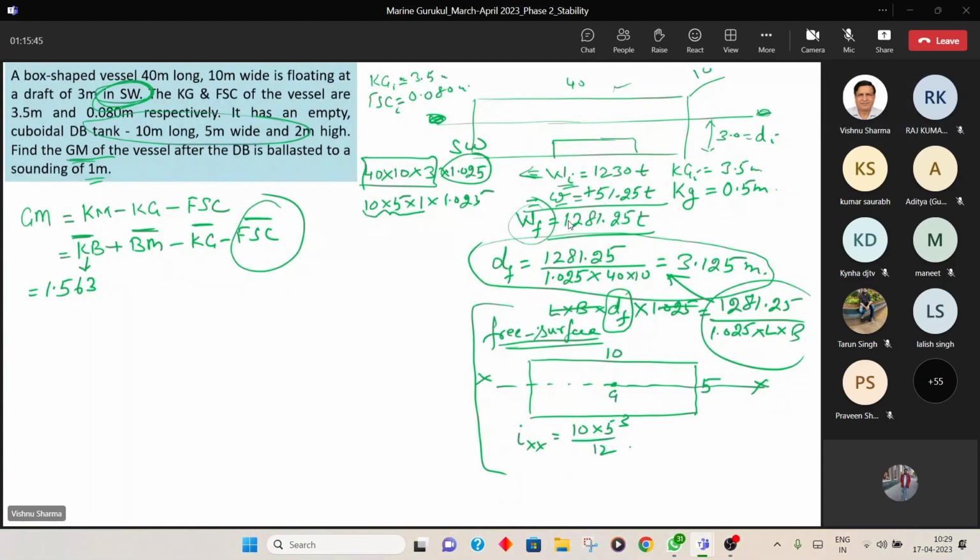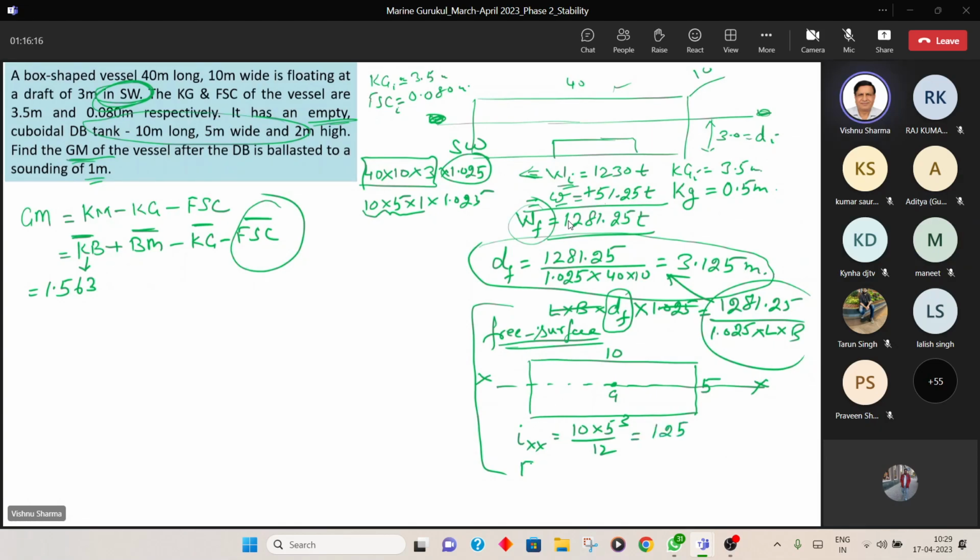Now, this tank was earlier empty. So was it contributing to the initial FSC? This tank was initially empty. No, sir. So that means a new free surface has been created, correct? Yes, sir. So what is this IXX coming to? 125.